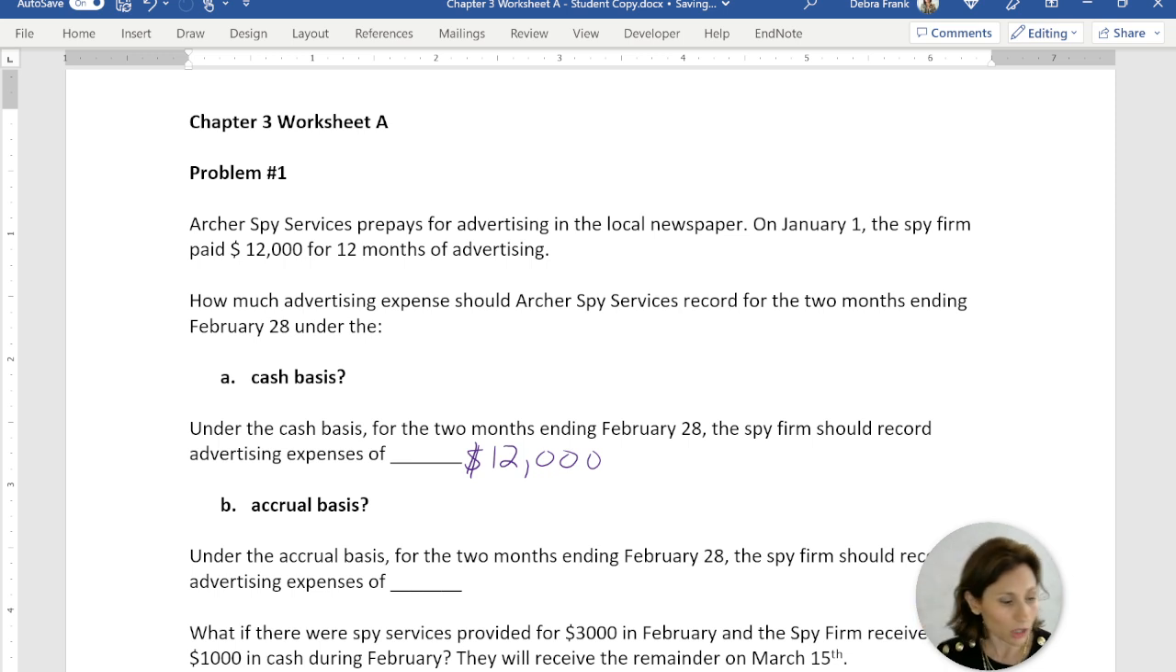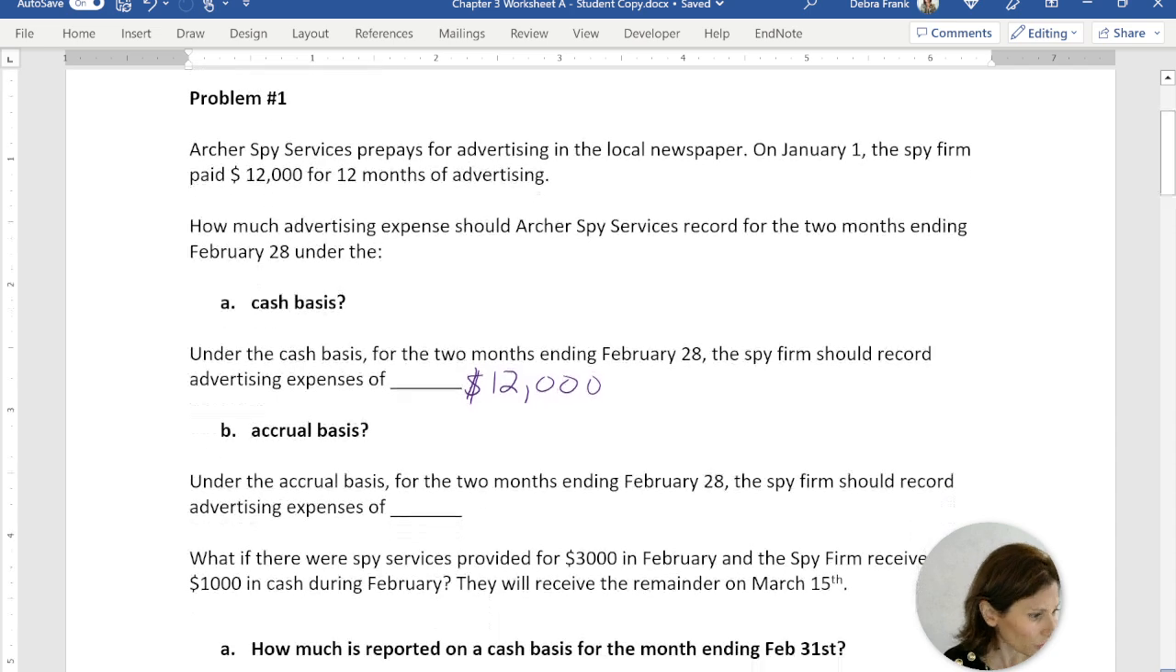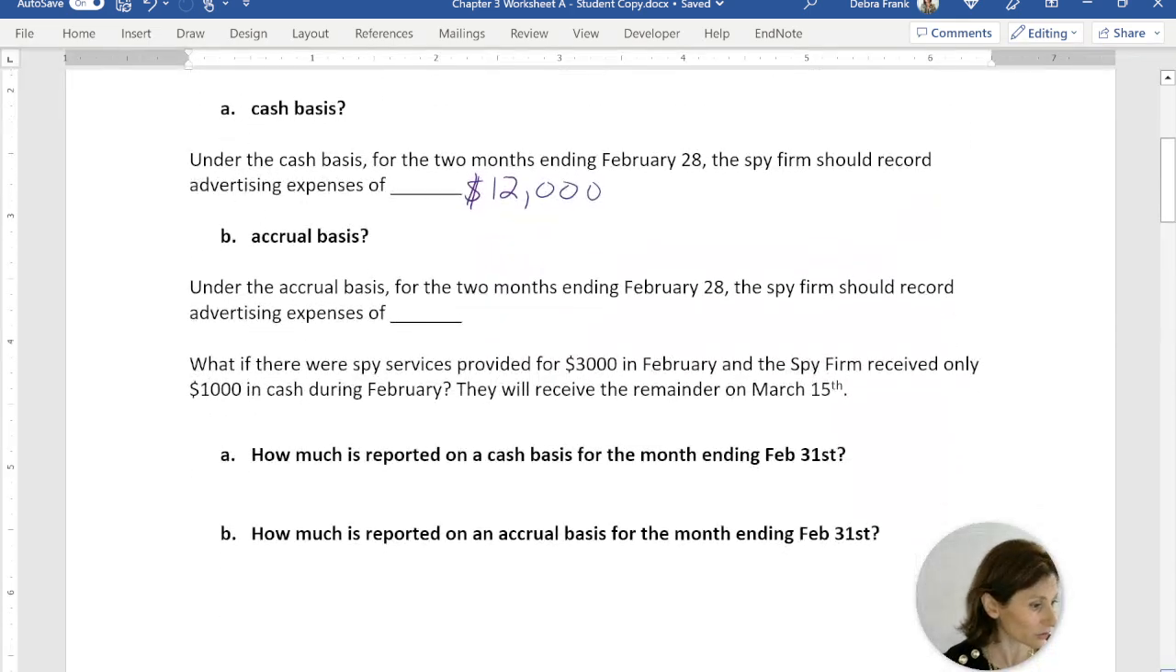Okay, let's scroll up a little bit for the next one to understand accrual. This one says, on their accrual basis for the 2 months ending February 28th, the spy firm should record advertising expenses of, well, under the accrual basis, what has actually been incurred. Only 2 months have been incurred. Yes, we paid 12,000 in advance, but remember, the accrual basis is based off of what has actually been earned if we're doing revenue, or what has actually been incurred. So 2 months have passed, and so advertising for only 2 months' worth has been used.